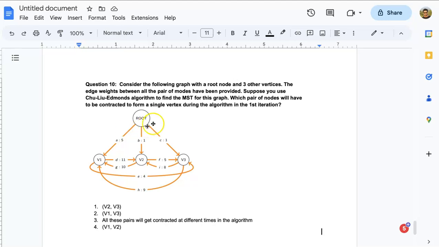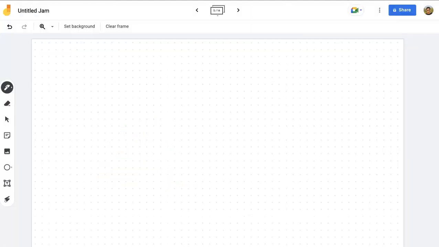For each of these nodes, we need to check the incoming edges, and which will give us the highest edge weight. So for V1, which incoming edge gives us the highest edge weight? Similarly for V2 and V3. And for the root node, there are no incoming edges, so root will be disconnected at the beginning. Okay, so let's draw the structure. At the first step, root will be disconnected because there are no incoming edges.